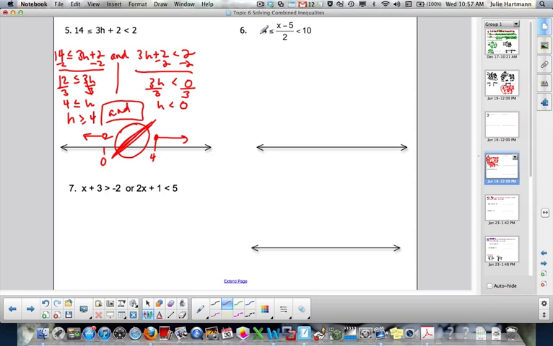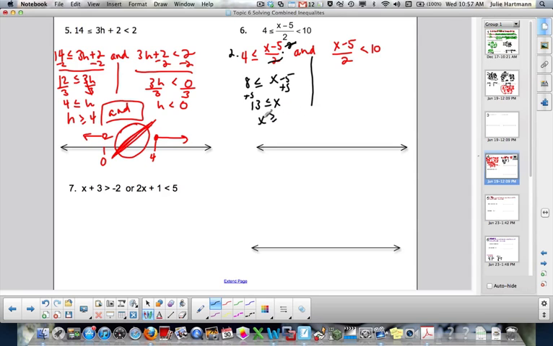All right, this one right here, another one you can split up. 4 is less than or equal to x minus 5 over 2, and x minus 5 over 2 is less than 10. So to solve, we get rid of the denominator by multiplying. 2 times 4 is 8. 2's cancel. And then add the 5. So I get 13 is less than or equal to x, or how I like to write it, x is greater than or equal to 13.